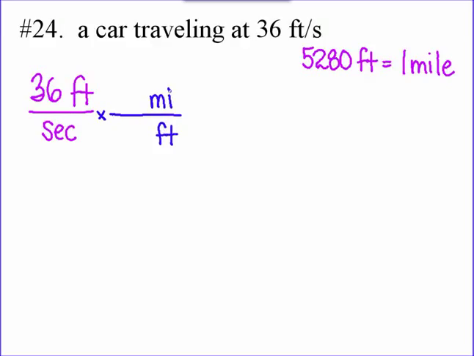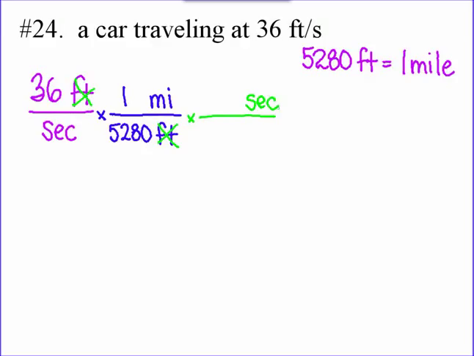The conversion between the two: I know that 5,280 feet equal 1 mile. The beauty of this problem is that now the feet cancel. So I've really got miles over seconds. Now I need to convert the seconds to what? Hours. If I want to get rid of seconds, I'm going to put them on the top.